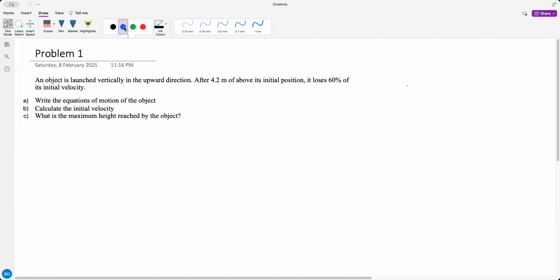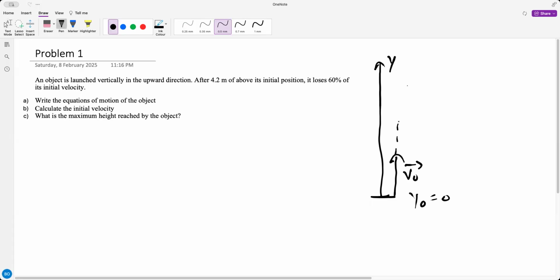Well, it's clear that this situation is a free fall, a free falling object. A free falling object is the following. Take the y-axis, and this is the ground. This is y equals 0, or y0 equals 0. So the free falling object is when, for example, you throw an object upward with an initial velocity v0, and then this object will go and come back. And the question here is to write the equation of motion of the object.